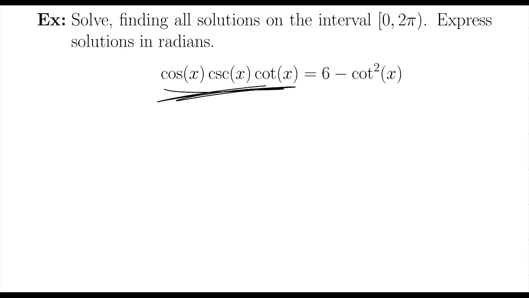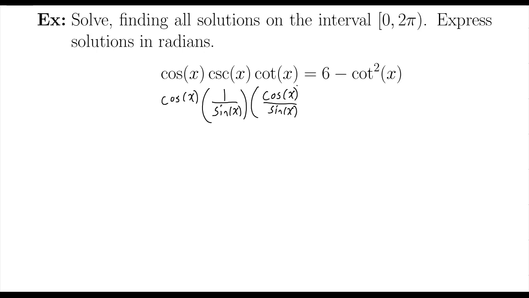This can be simplified, you can tell, right? So this is cosine of x times 1 over sine of x. All right, that's cosecant, times cotangent, which is cosine of x over sine of x. And if you look at that carefully, you may realize that that's going to be cosine squared over sine squared, which is just cotangent squared. So cotangent squared is equal to 6 minus cotangent squared x.